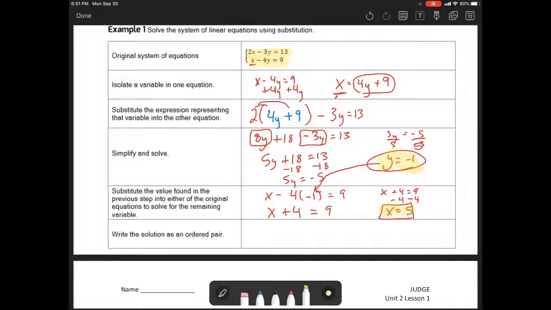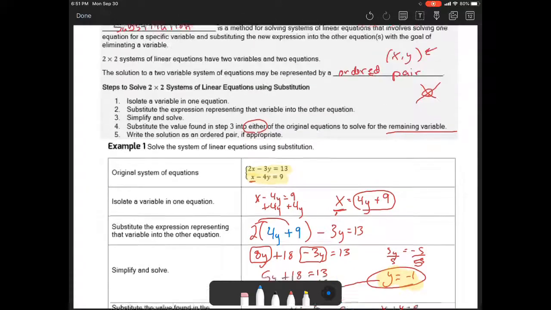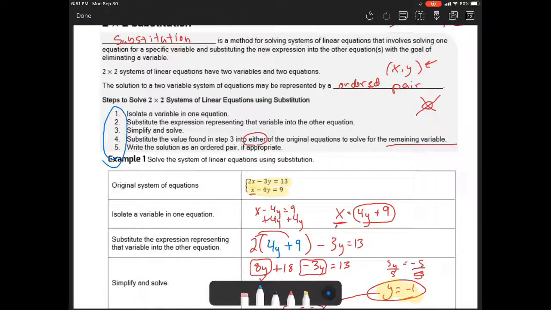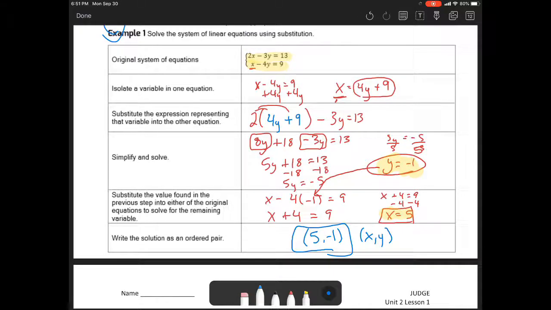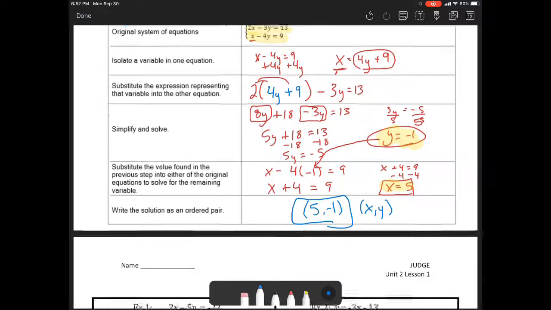So here's my other part of the equation. That means now I can write it as an ordered pair, which is going to give me 5, negative 1, which, remember, our ordered pair is x, y. So there's my answer. This right here, guys, is going through the different steps that we have right here, steps 1 through 5, but it's showing you through an example.